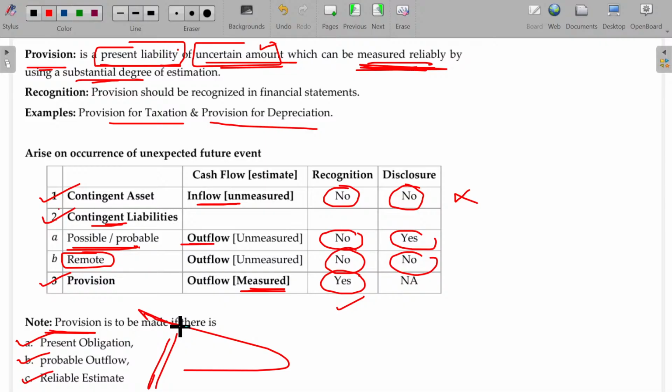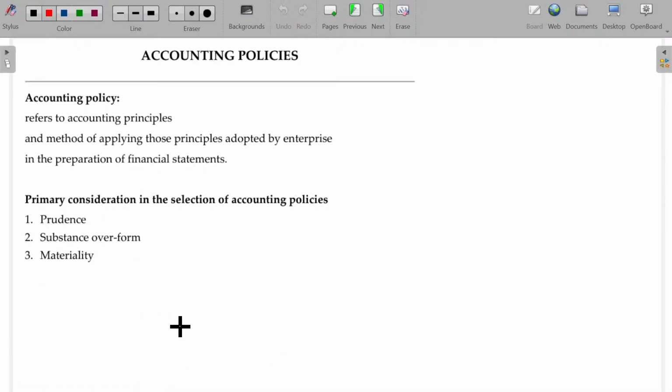Now let's move on to the last component, accounting policies. Accounting policies are nothing but accounting principles. Already we discussed a small item earlier. It's a principle and the method of applying those principles adopted by the enterprise in preparation of final accounts. WDV, SLM, these are the methods we have for depreciation. These are called policies.